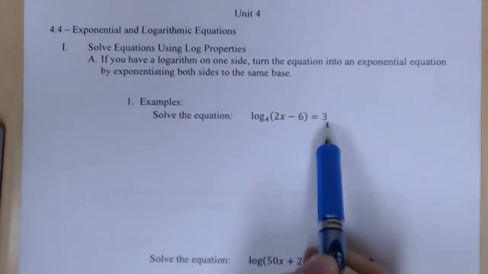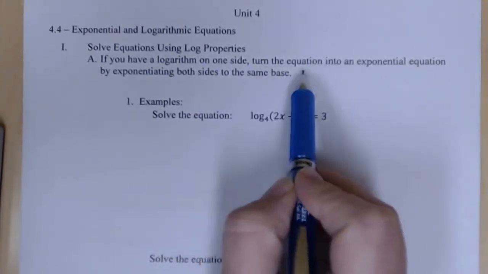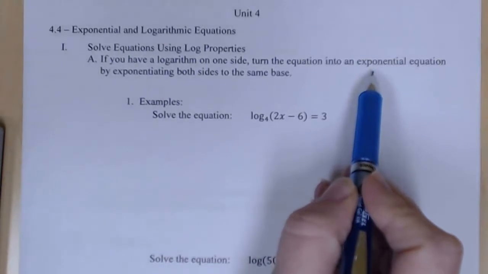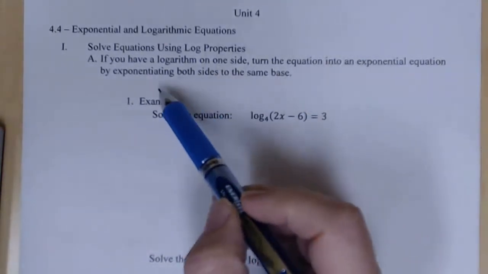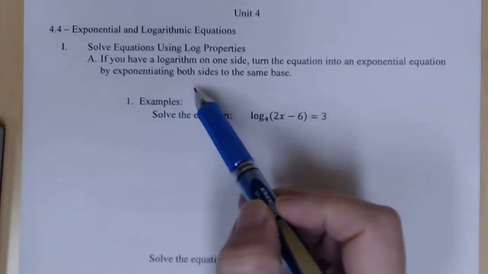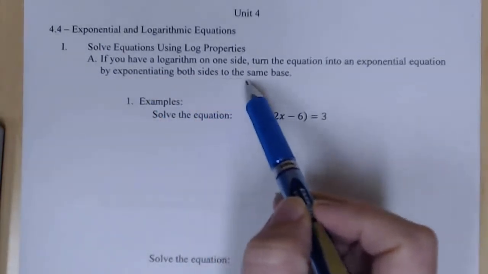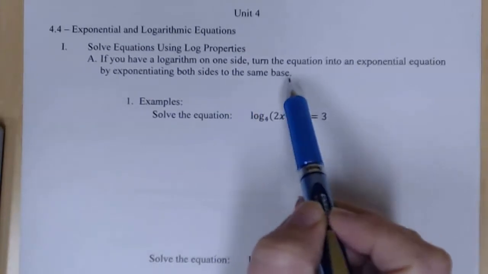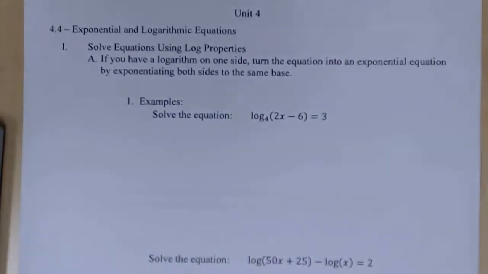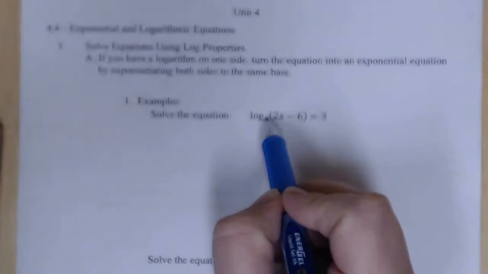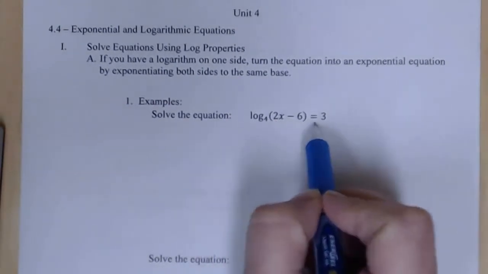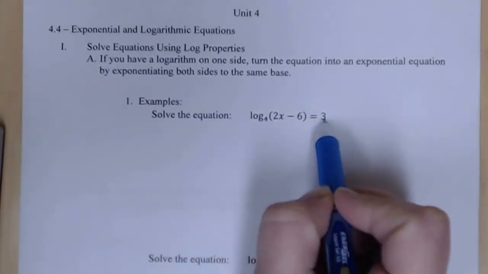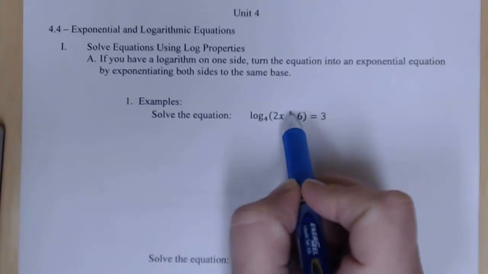If you have a logarithm on one side, such as log equal to something, consider turning the equation into an exponential equation, such as doing our Snell method. And there's another quicker way that we can do it by exponentiating both sides to the same base. So I am going to do something a little bit different here, but it's applying that Snell method and turning it around. So your Snell method says that you go from 4, change this log into an exponent. So 4 to the third is equal to 2x minus 6.